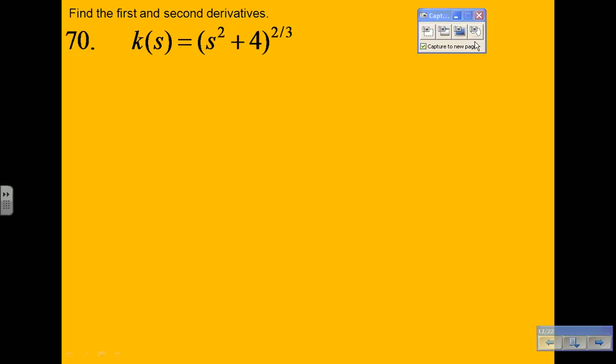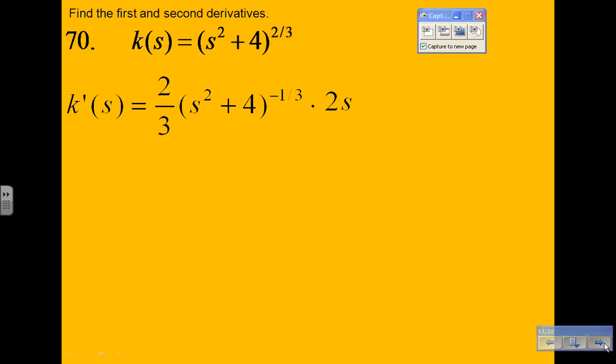Good. All right, on 70, it says find the first two derivatives. We talked about the chain rule twice. So Chase, what's the derivative of this? 2/3 times s squared plus 4 to the negative 1/3. You take the derivative of the exponent, so it'd be 2/3 times s squared plus 4 to the negative 1/3. Then you take the derivative of the inside, which is just 2s.